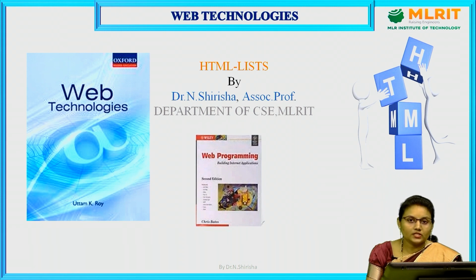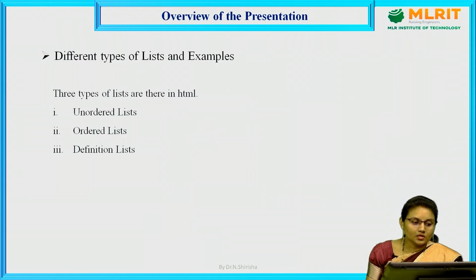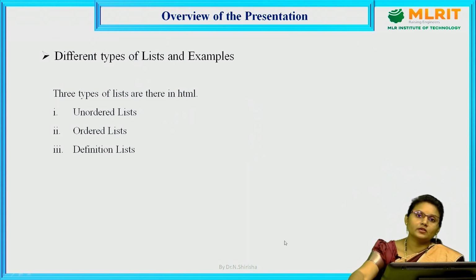You all know what a list is. A list is nothing but a set of elements or items which can be displayed sequentially, right? Whenever you want to display a web page, you obviously need to display things in list format. So that we are going to discuss today. There are different types of lists.